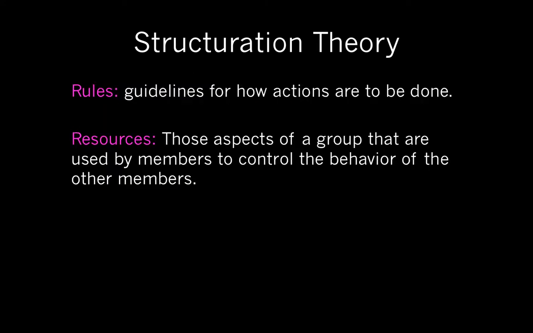So we define rules as this: they're simply guidelines for how actions are to be done. So no different than how we understand rules in regular life. We also saw the key word resources, which I think is another word that we have to hash out. Resources are those aspects of a group that are used by members to control the behavior of other members. So these are related a little bit more closely to the input variables that we talked about earlier.